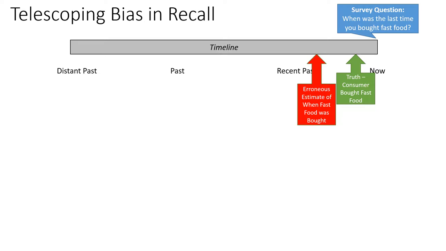Notice how the person here is actually guessing that the last time they bought fast food was a little further in the past. This is called a backward telescoping bias, where things that happen in the near timeline are often biased a little further into the past.